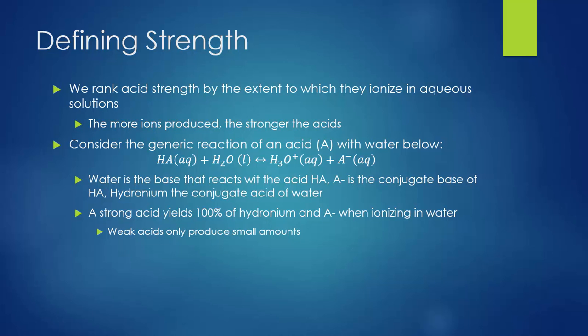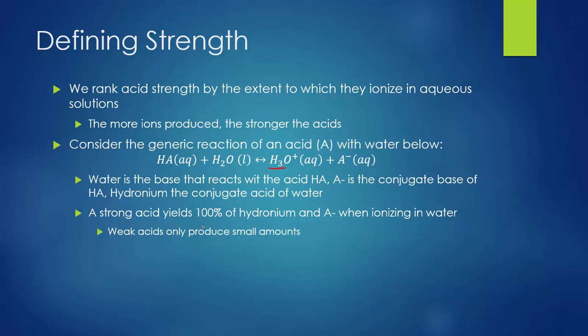So, just a quick review. Strength is the extent to which acids or bases ionize in aqueous solutions. The more ions they produce, the stronger they are. So if we look at a generic reaction, which is just a generic acid, A for acid, when it reacts with water, it produces H3O+, and the conjugate base A-.